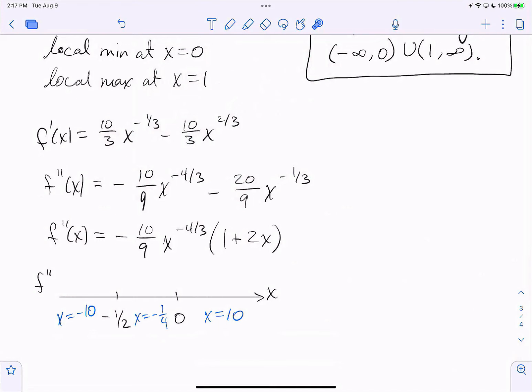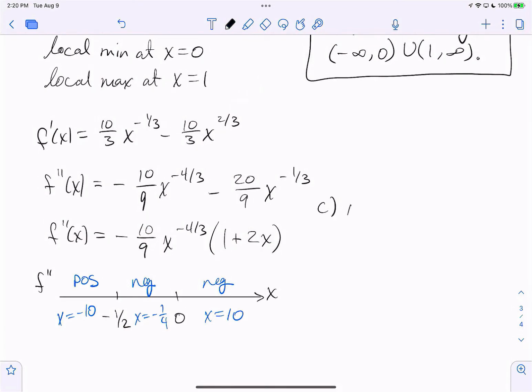And when I plug x equals negative 10 in place of x, look, x to the negative 4/3, that 4 is a power, so that factor is always going to be positive. So all I have to care about is the negative in front of 10/9 and whatever sign I get for 1 plus 2x. So if x is negative 10, then I have negative times negative, which is going to give me positive. Between negative 1/2 and 0, if x is negative 1/4, that's going to give me a positive times negative, and so negative. And then if x is 10, I again have positive times negative, and so negative for the second derivative.